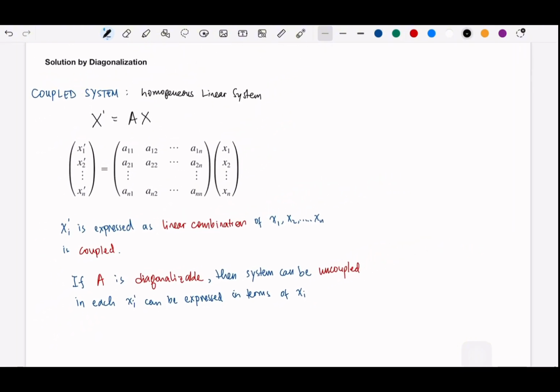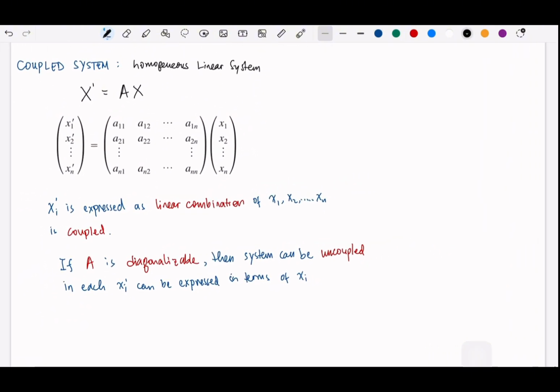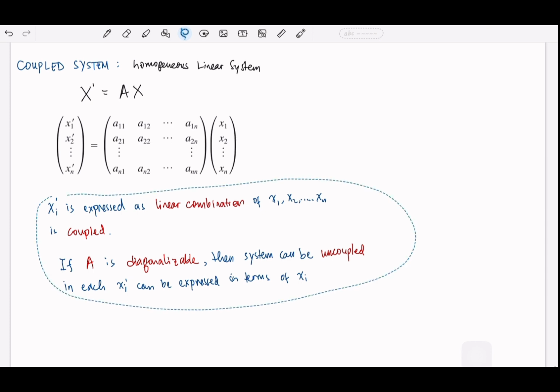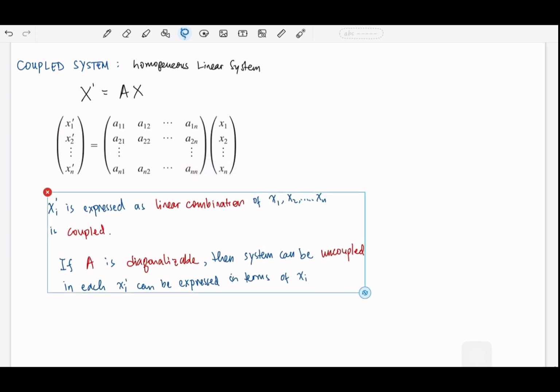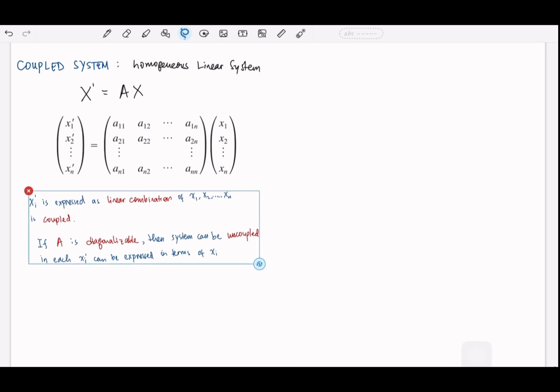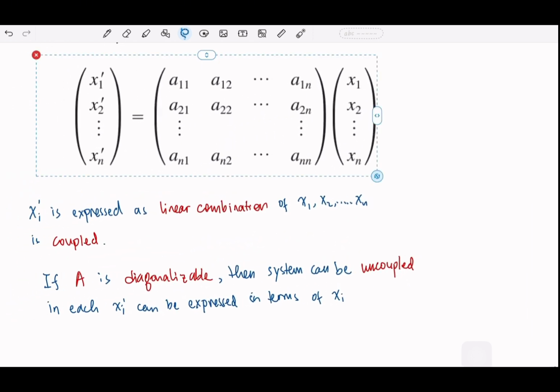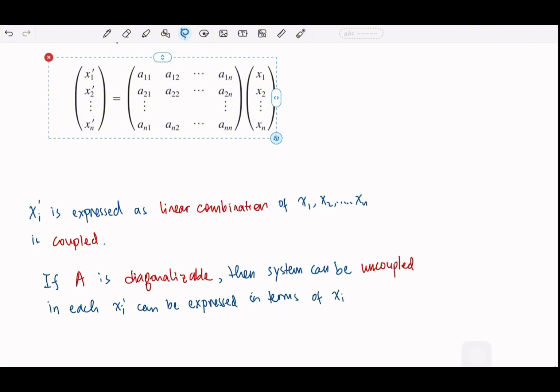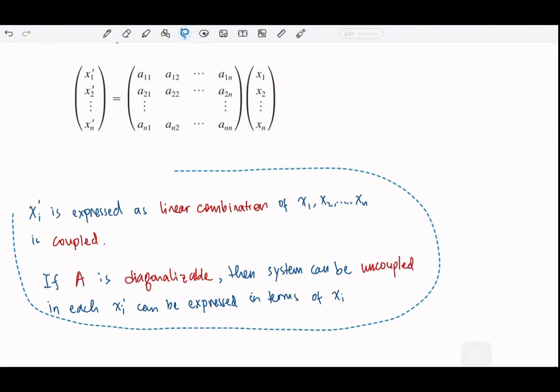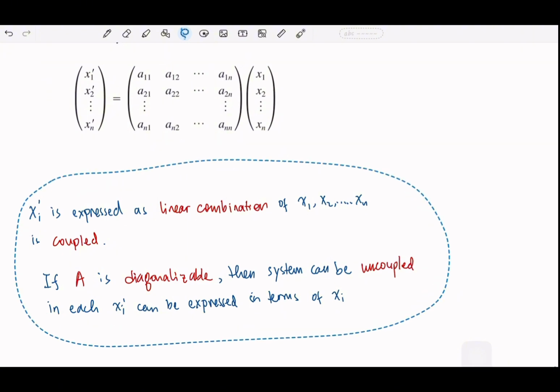And so, based on this, I think I write too big. Let me make it smaller. And let me zoom in and make it smaller.